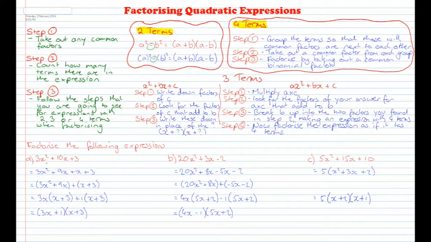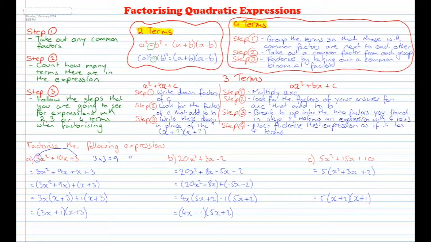So for part A, we've got 3x squared plus 10x plus 3. So we've got three terms and we've got an a value out the front. What we need to do is multiply the a by the c, that is the coefficient of the x squared, by the constant value. So 3 times 3 gets us 9.